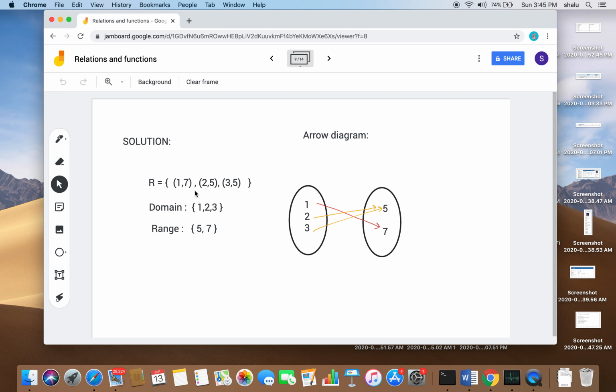Now find out the domain and range. Domain is the first element of the ordered pair, that is 1, 2, 3. So these are the elements which come under domain. Range is the elements which are mapped with the elements of set A, that is 7 and 5. So these two elements come under range. So this is the domain and range of the given relation.